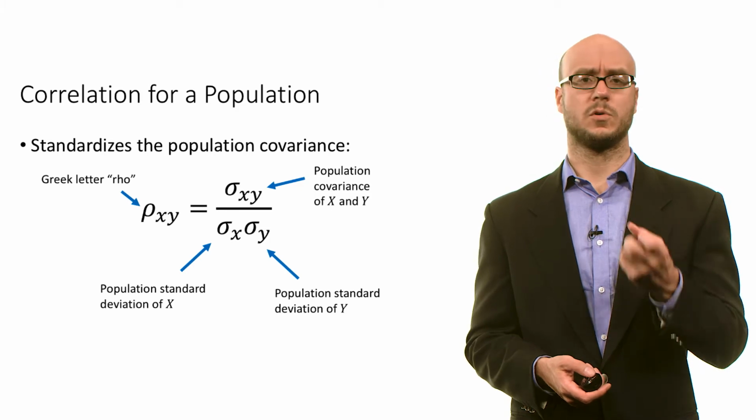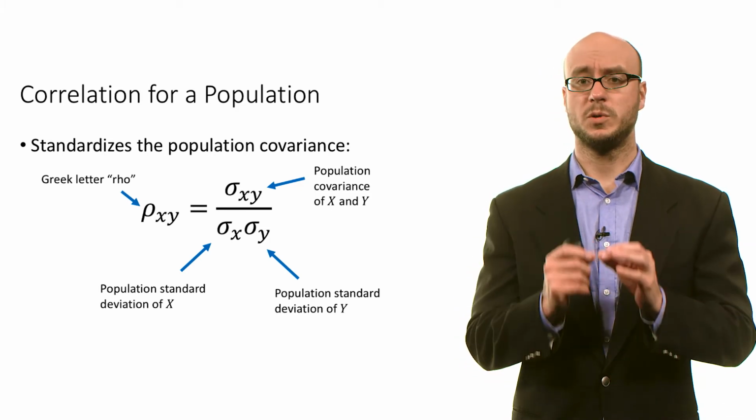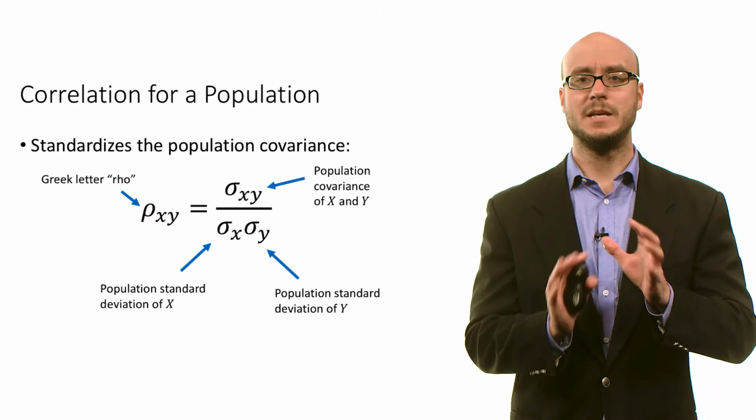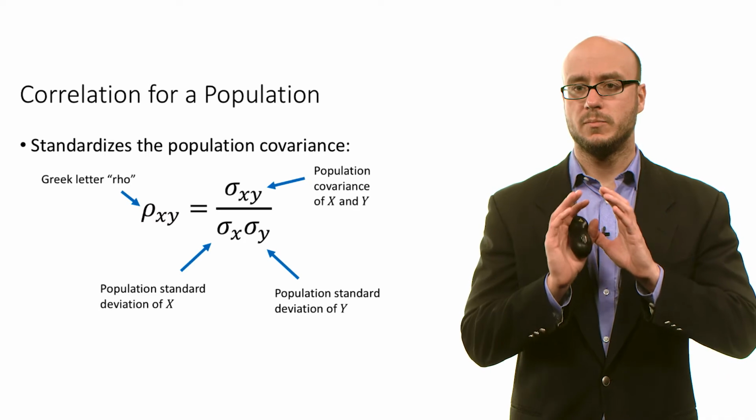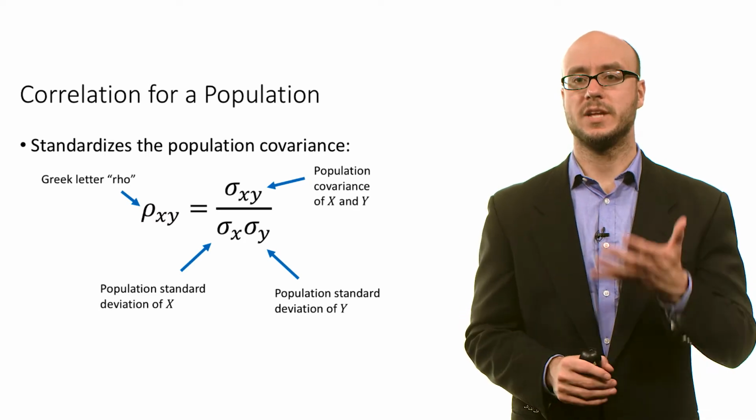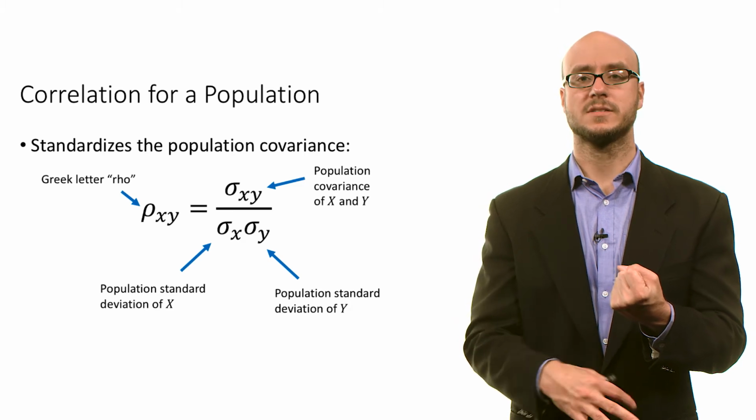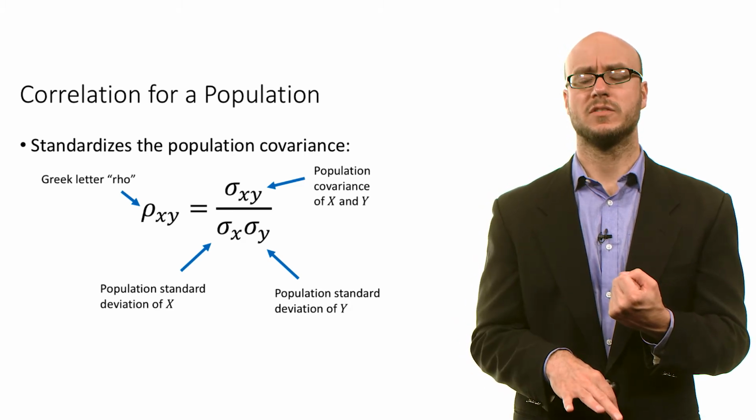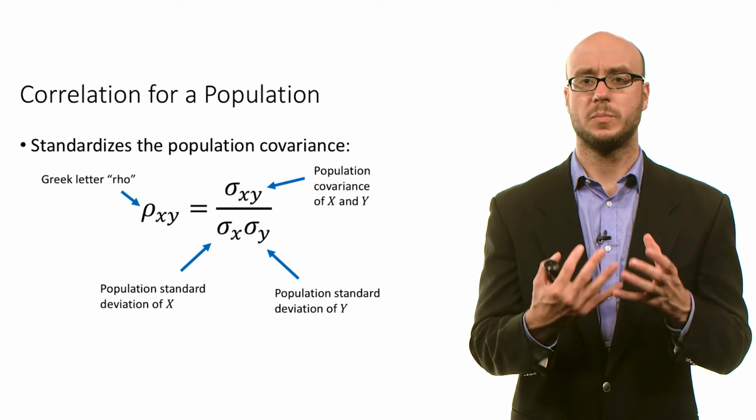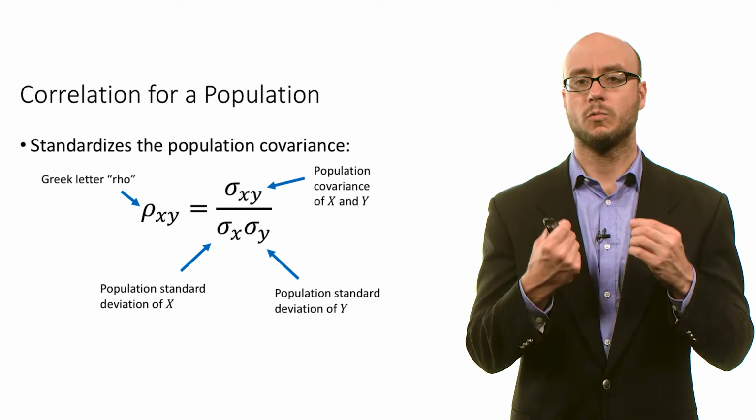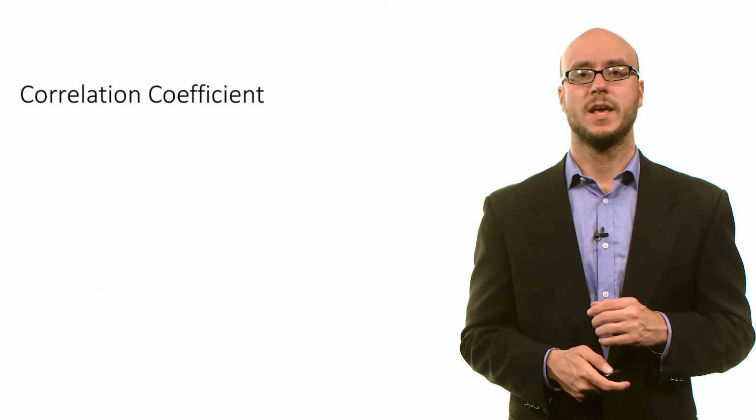Let's look at the formula for correlation for a population. It's the same, right? The only difference is that we use Greek letters because we like to keep track of whether we're calculating from a population or not. But the overall idea is the same, in the sense you take a population covariance and you divide by the population standard deviation of X times the population standard deviation of Y. And the result is a correlation of a population, that we call rho. Okay, that's all that Greek letter refers to.